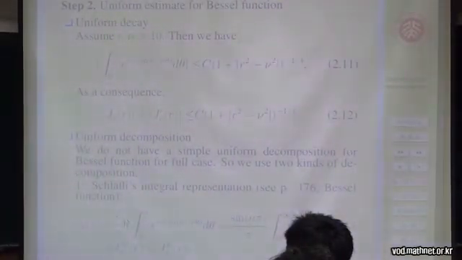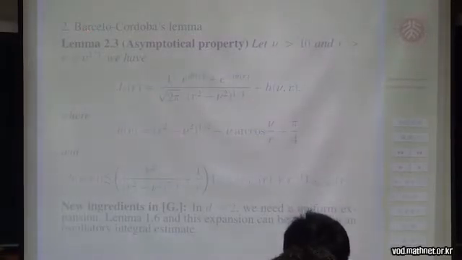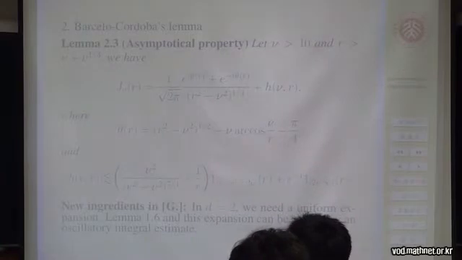So we need a second lemma. This is given in the Barcelo-Cordoba paper. In this range, r is bigger than here. You can write the Bessel function into a main term and an error term. But now the error term decays like this. It's relatively bad, not as good as the radial case. So in order to deal with the 2D case, we need to do more. This is not enough in 2D.